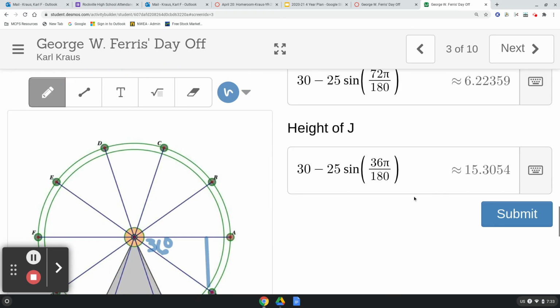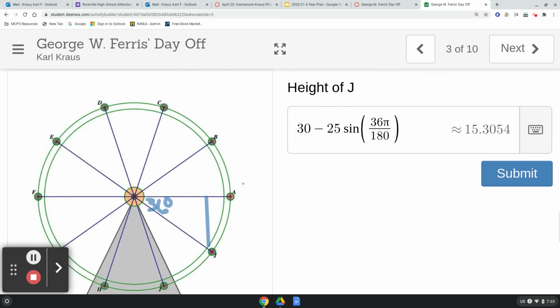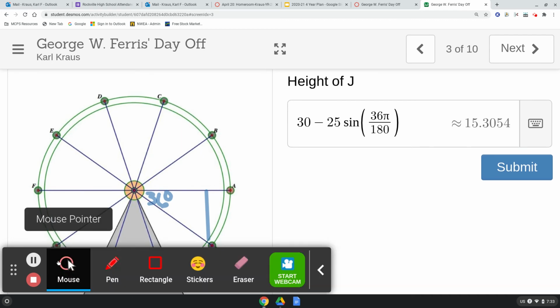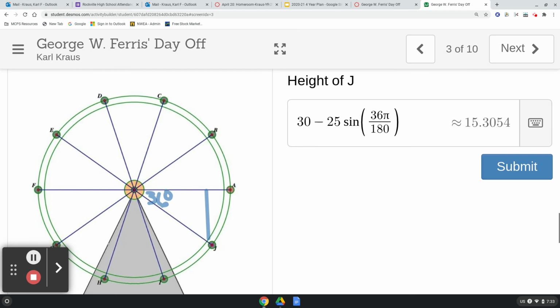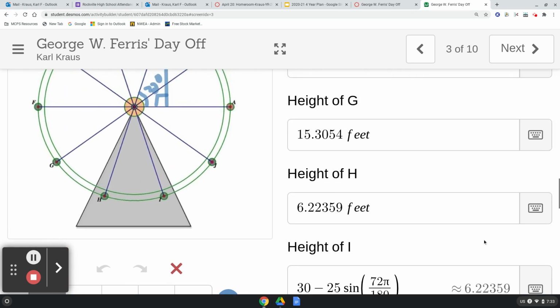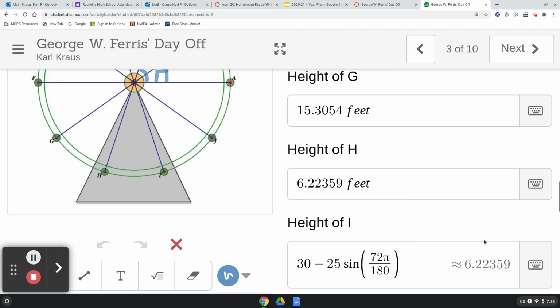And then I came down here to find J. I did 35 minus 25 sine of 36 pi over 180 because we're doing this length. So 30 minus this length would be J, 15.3054. And then when I look here, J and G are the same. So scroll up here, G, 15.3054 feet.